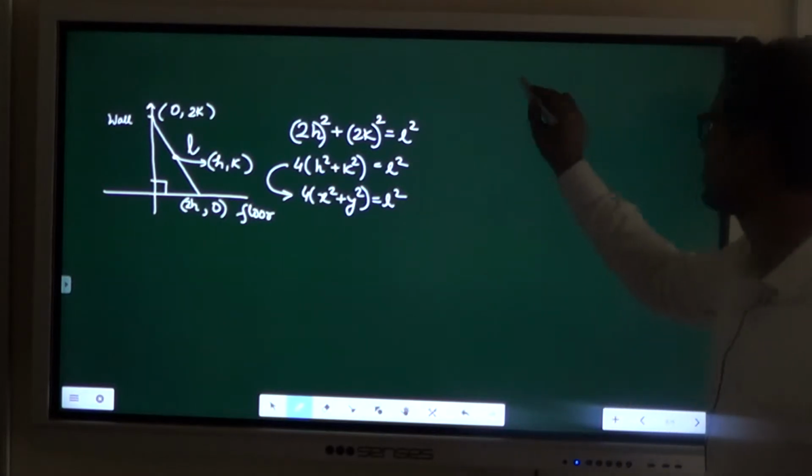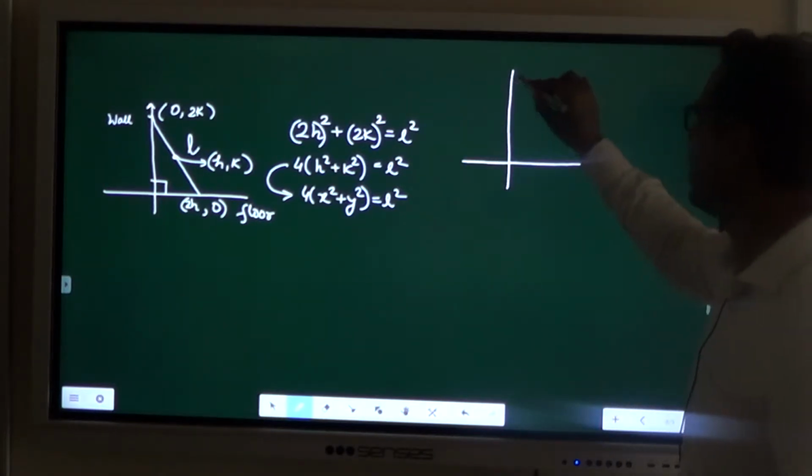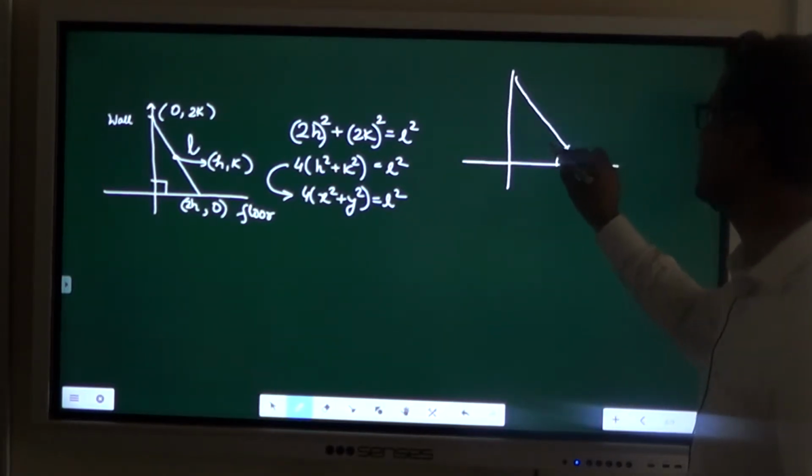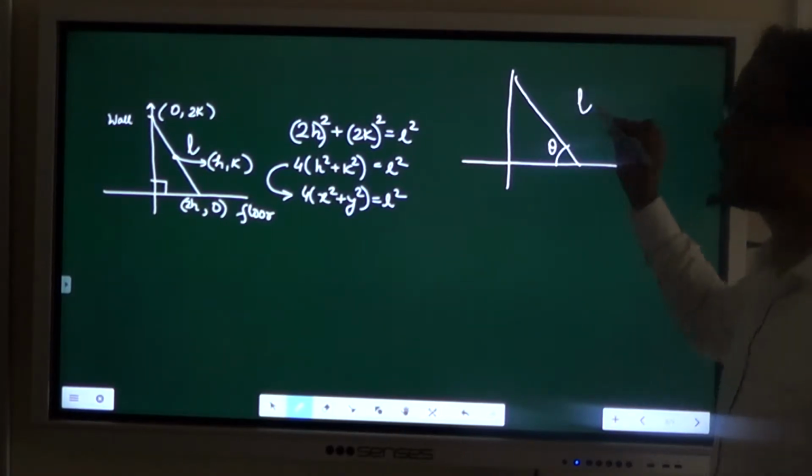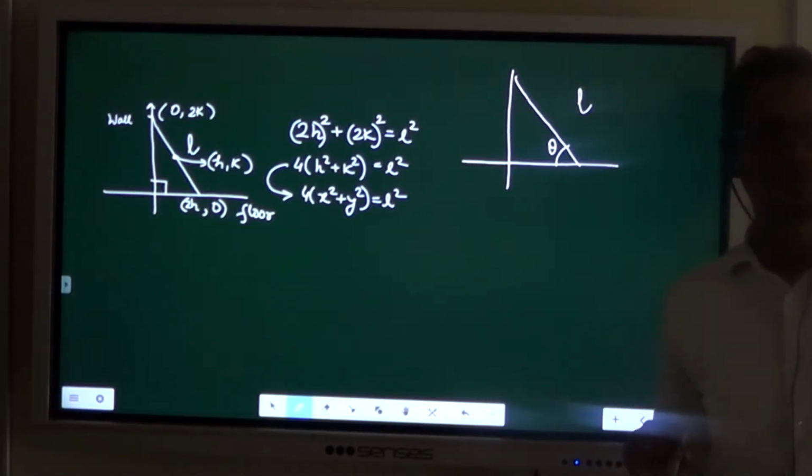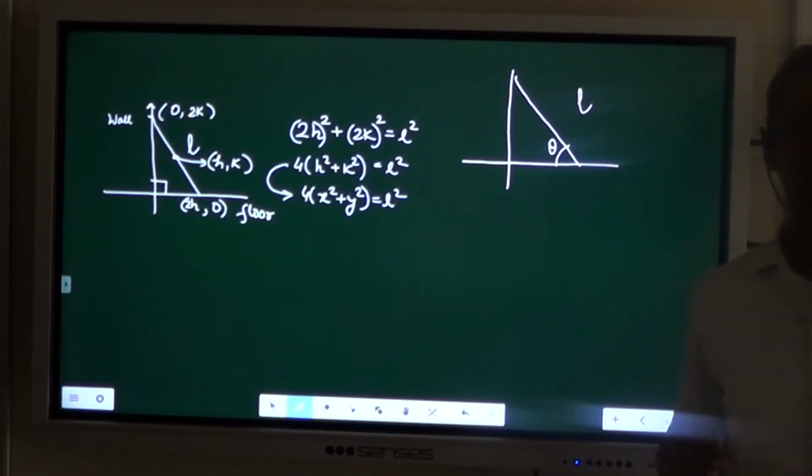Let's say I assume that this angle is theta. Now again, I assume theta. The problem never mentions any theta. So theta is a parameter. Why am I calling it a parameter?